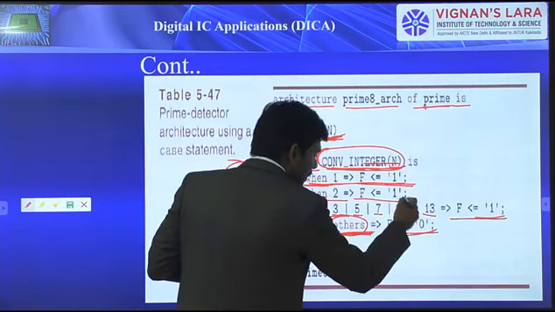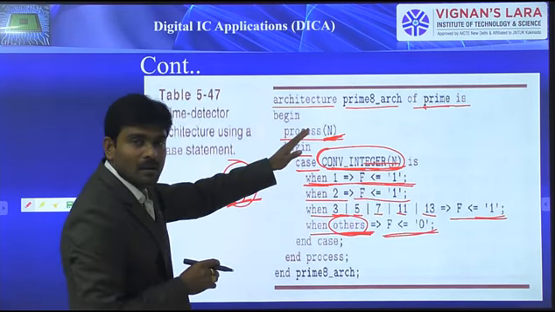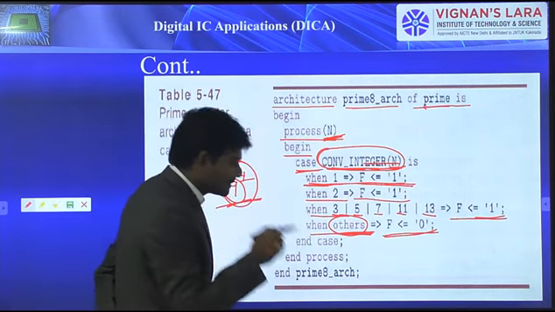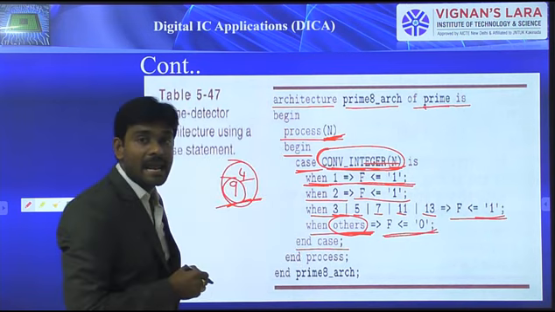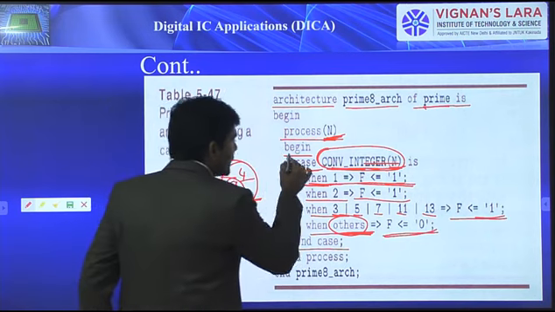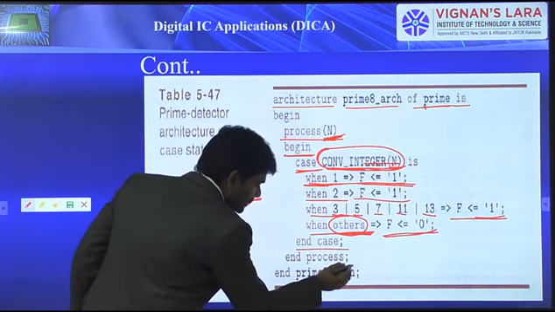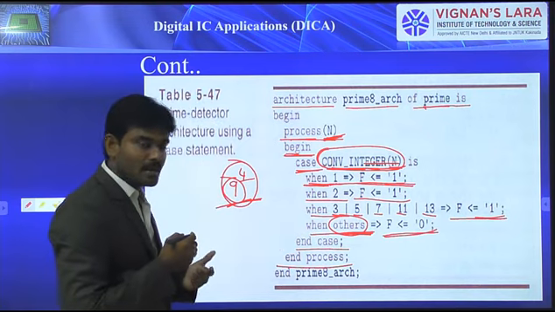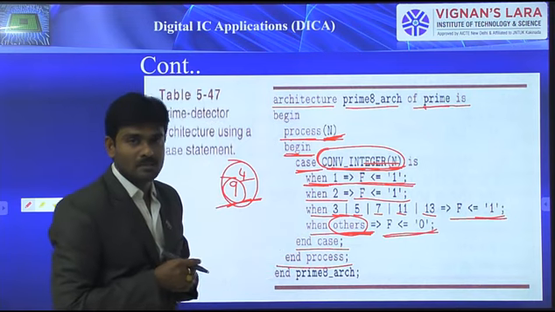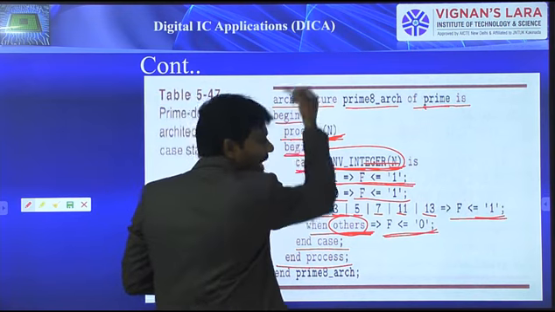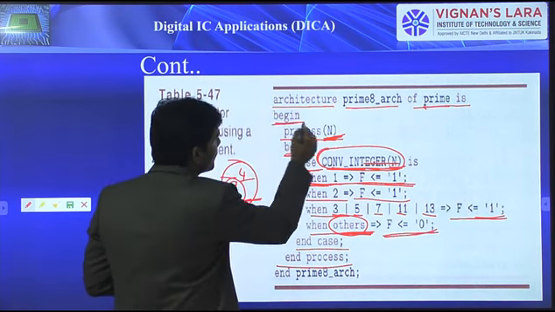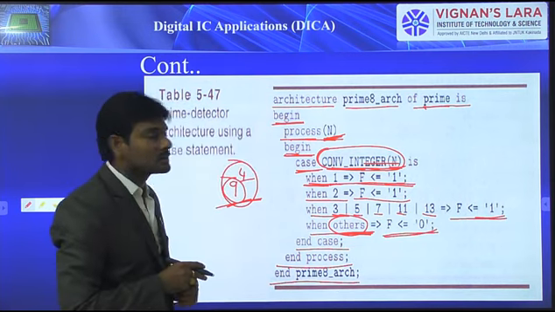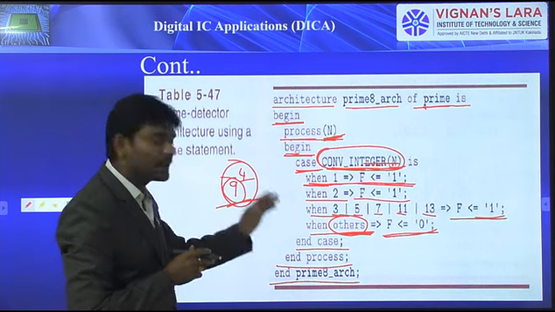After completing all the possible choices for that expression, we are supposed to close the case first. So first we mention end case. Then the begin for the process must be completed by end process. Then after that, we are supposed to close the architecture body. The begin of the architecture is also closed with an end, that is end prime_architecture name.